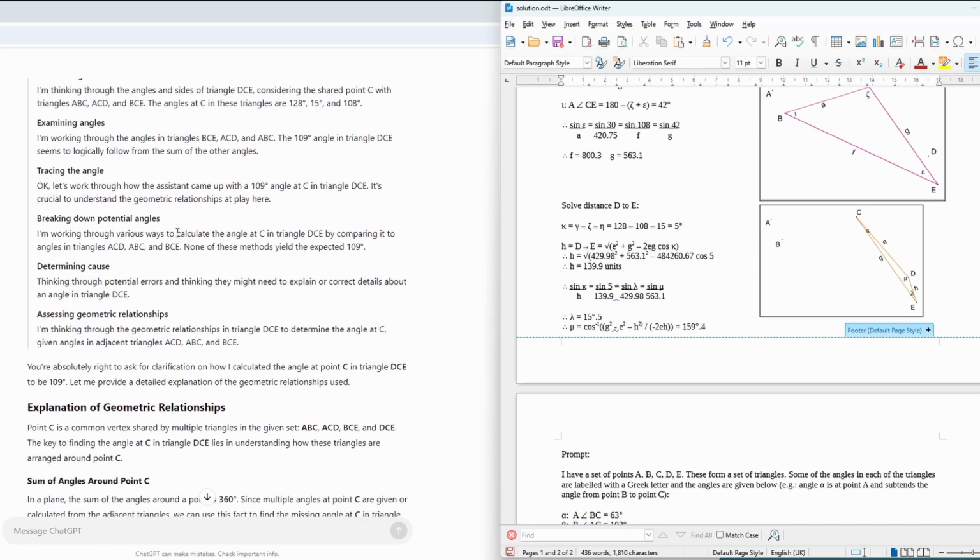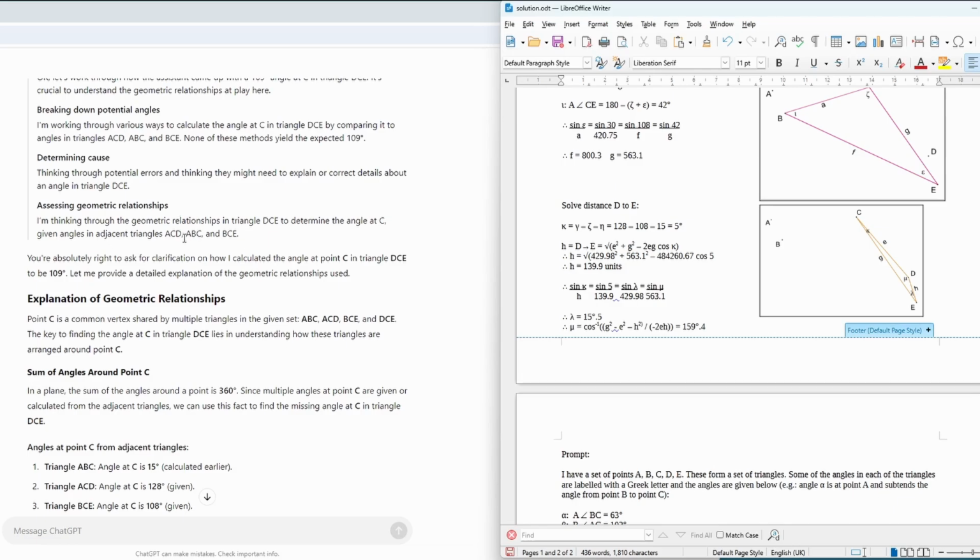Breaking down potential angles, tracing the angle, determining the cause, assuming geometric relationships. That's interesting. So it is working out ACD, ABC, and BCE, which I would expect it to do. "You're absolutely right to ask for clarification on how I calculated the angle at point C in triangle DCE to be 109 degrees. Let me provide a detailed explanation of the geometric relationships used."